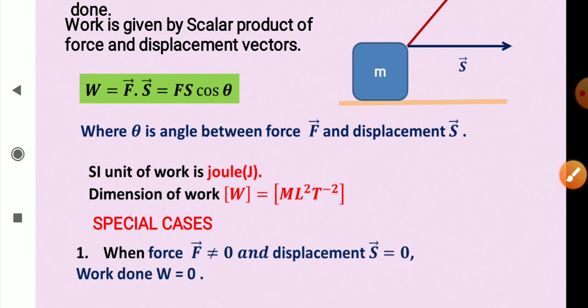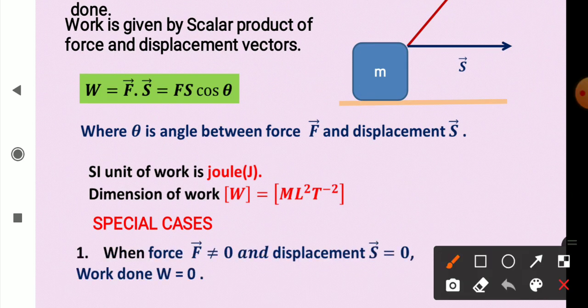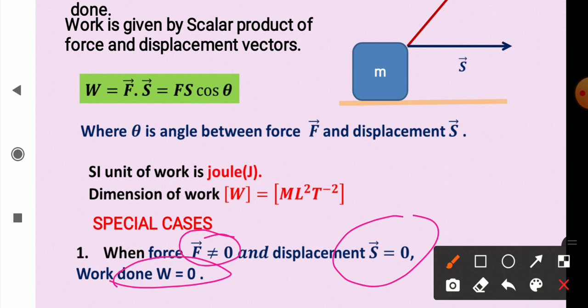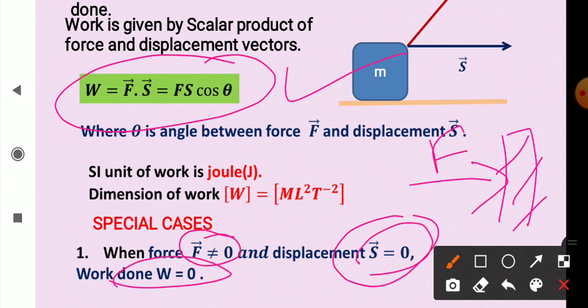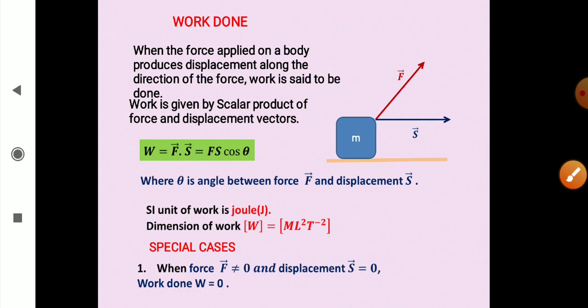Some special cases. Now, when force is not 0 but displacement is 0, then the work done will be 0 according to this relation. So, it is something like if you try to push a wall by applying some force F, displacement S is 0, so no work is done. Even though you get tired, no work is done.